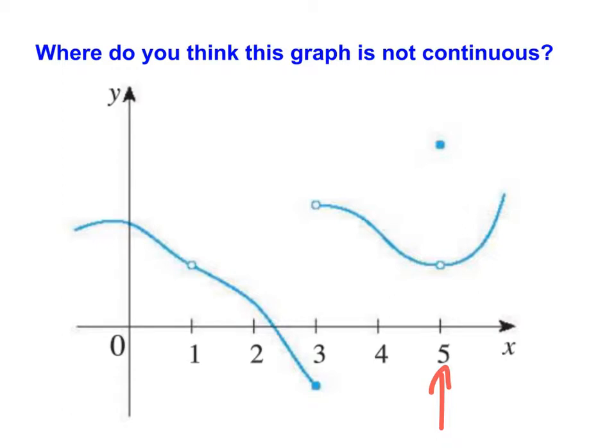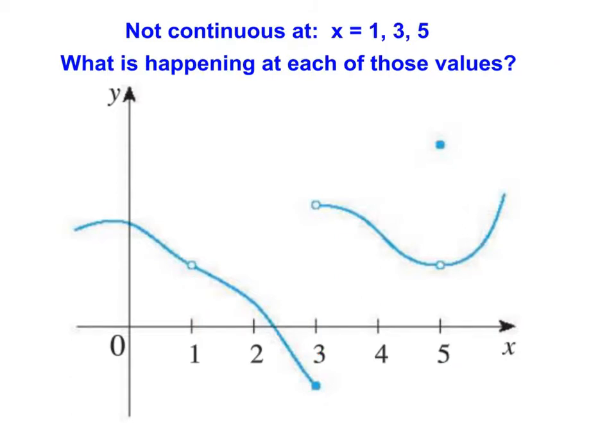Anywhere that there is an open space. Yep, so at 3, it is not continuous. Yep, and also, yes, at 1, it is also not continuous. And so, if we know that it's not continuous at each of those 3, what is happening at each of those values? Because we actually have different ways that we need to describe things that are not continuous. We call them discontinuities, the points at which it is no longer continuous.